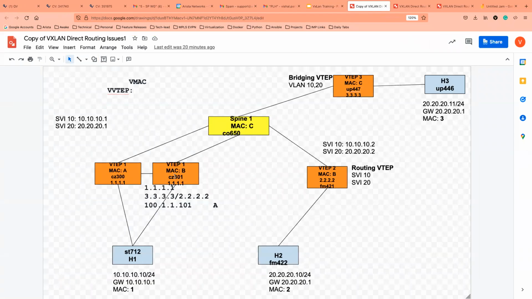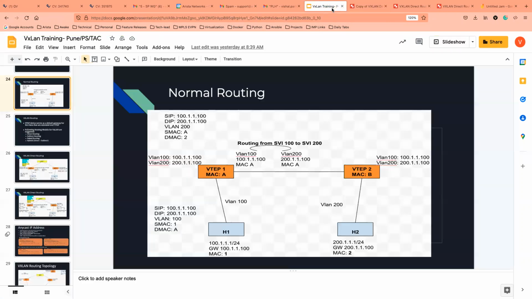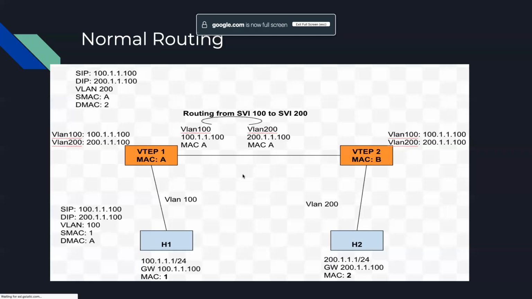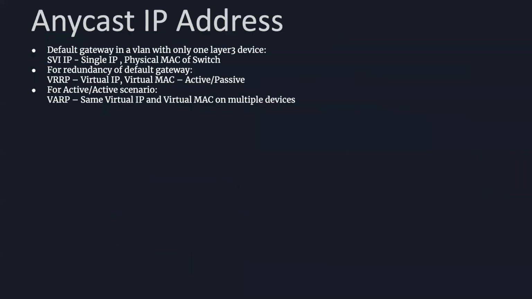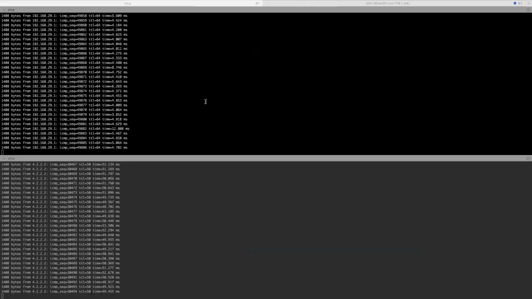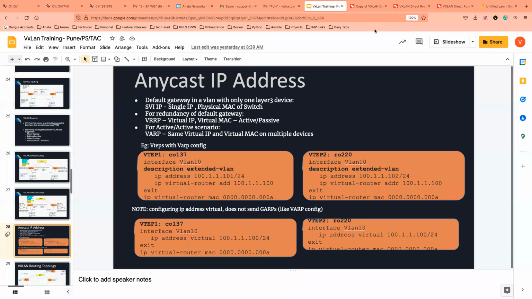Do you know what an Anycast IP address is? Any idea why we need an Anycast IP address? It's basically the same IP address configured on multiple leaf switches or VTEPs. So, the gateway IP address, right? Okay, now what is the purpose?